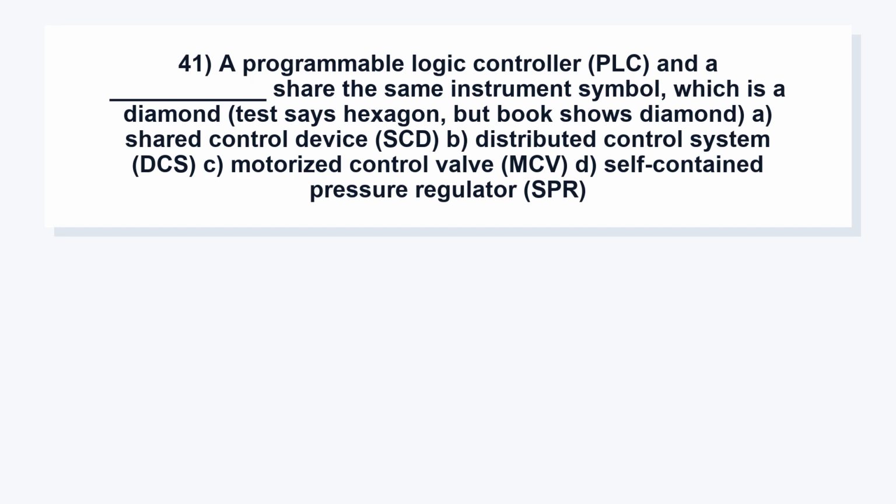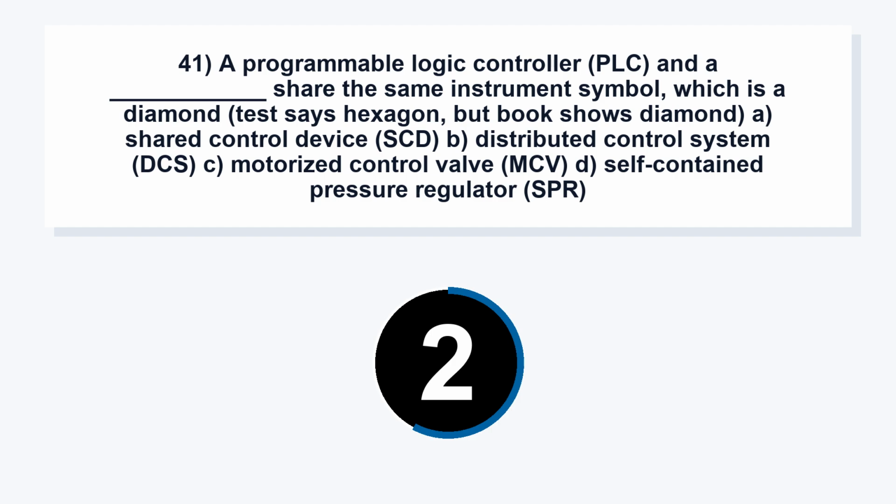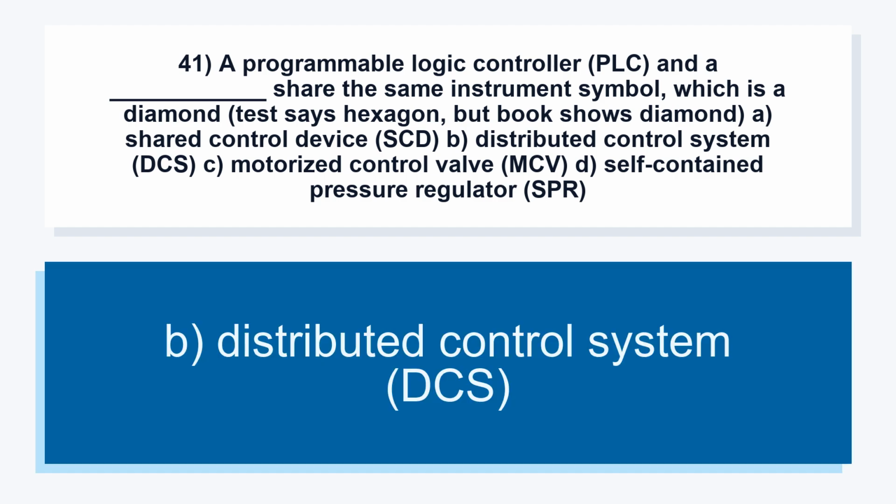41. A programmable logic controller, PLC, and a ______ share the same instrument symbol, which is a diamond. A. Shared control device, SCD. B. Distributed control system, DCS. C. Motorized control valve, MCV. D. Self-contained pressure regulator, SPR. B. Distributed control system, DCS.